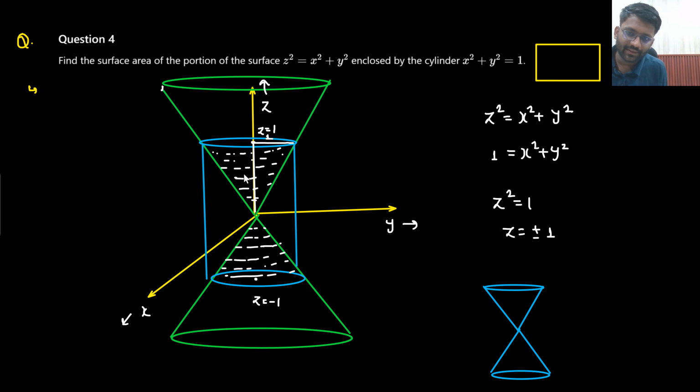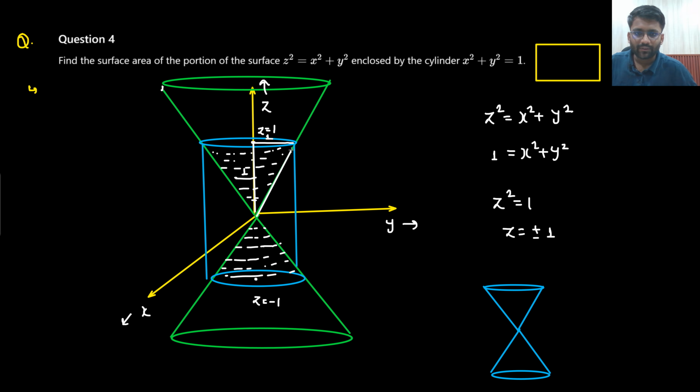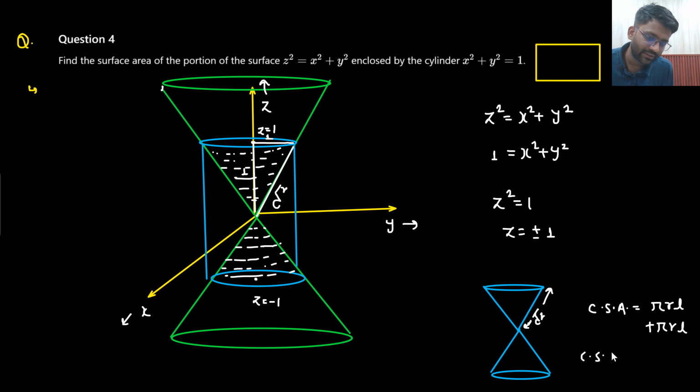So what will be the slanted height? The slanted height will be, sir, 1 plus 1, that will be under root 2. So the slanted height would be under root 2. So what will be the surface area? It used to be pi RL. Upper side would be pi RL, downward side would be pi RL. So curved surface area would be pi RL plus pi RL, which becomes 2 into pi into R, which is 1, into L, which is under root 2. So the answer would be 2 pi under root 2.